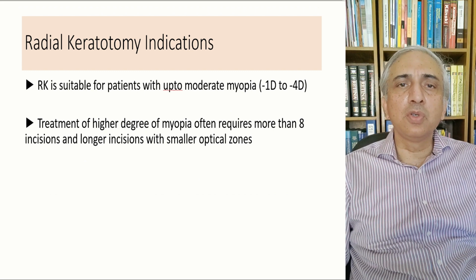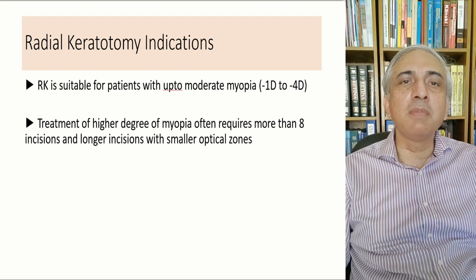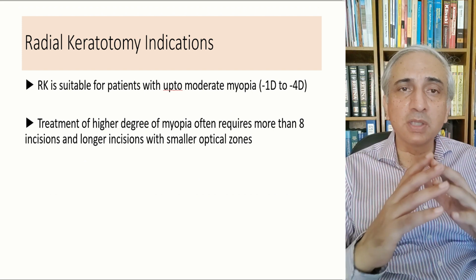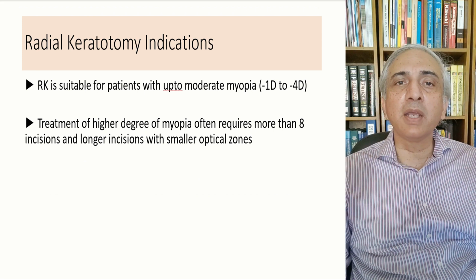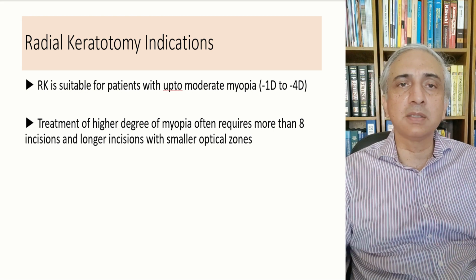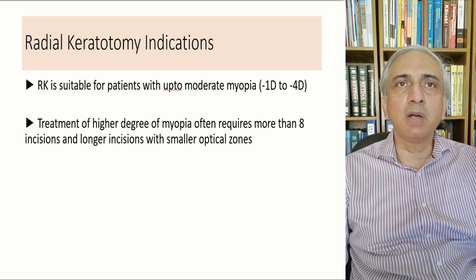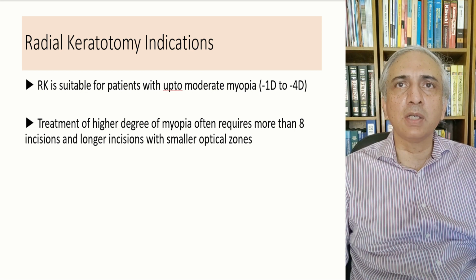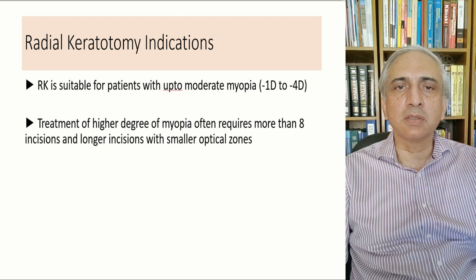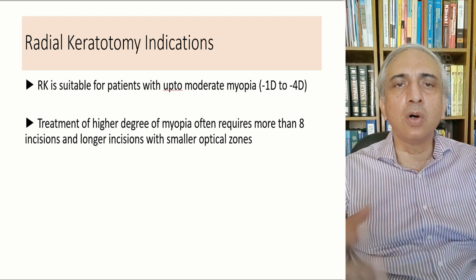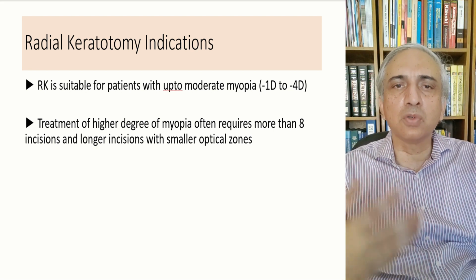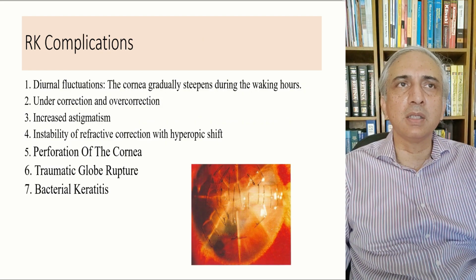RK is suitable for only patients having -1 to -4 diopters of myopia. So it does not cover as big a range as you would have for PRK or LASIK, which will go up to -8 or -9 diopters. Treatment of higher degrees of myopia often requires more than 8 incisions and longer incisions with smaller optical zones. So obviously when you go on to have the radial cuts in a smaller optical zone, that is going to produce those starburst phenomena which you get in these patients.